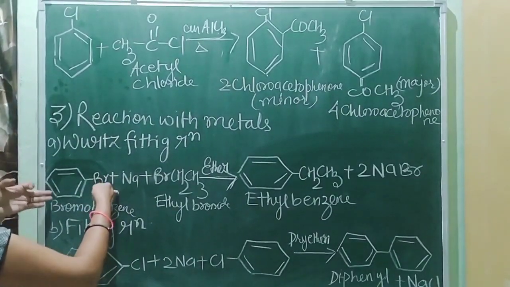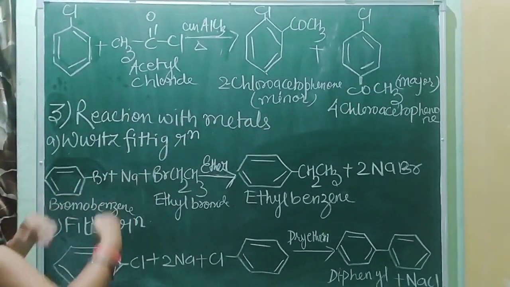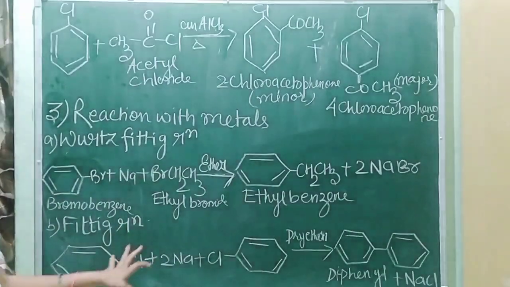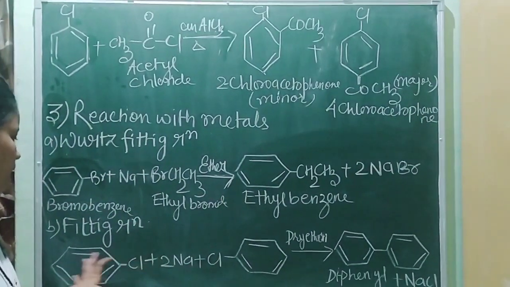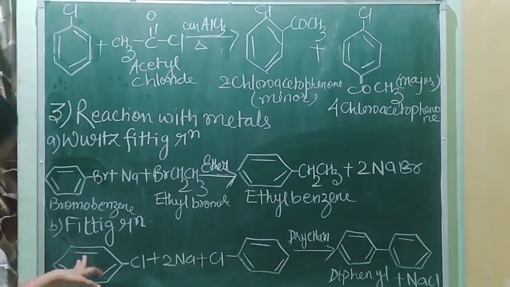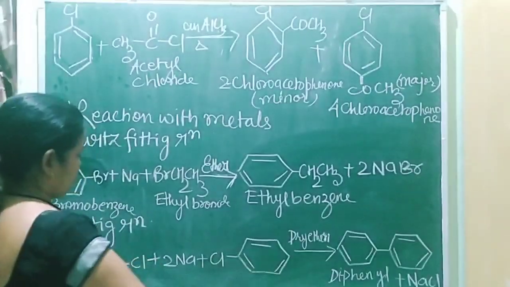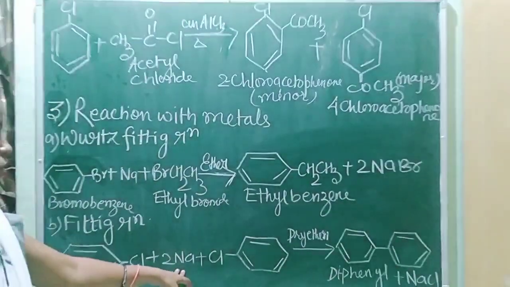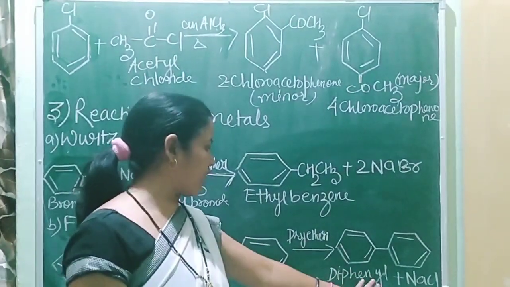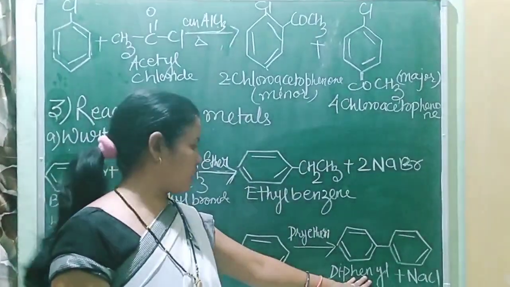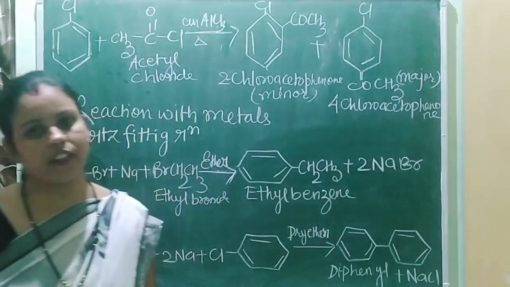This is the reaction of bromobenzene with sodium metal. Now next is the Fittig reaction. In the Fittig reaction, this is chlorobenzene. When two molecules of chlorobenzene react with sodium in the presence of dry ether, it will produce diphenyl.